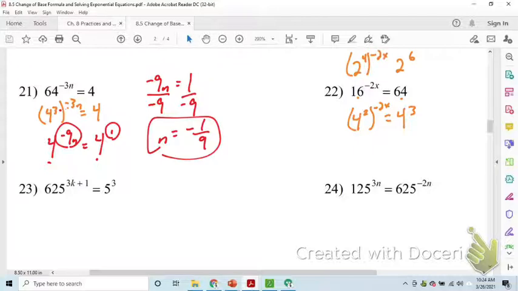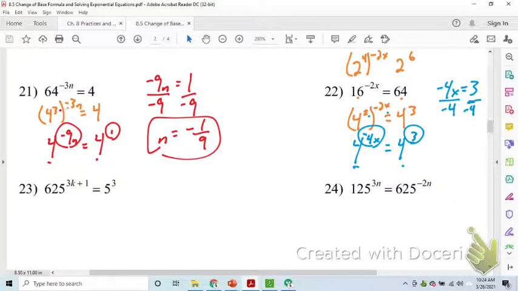I promise. So when you multiply those two, you have 4 to the negative 4x, and that's equal to 4 to the third. Now that they have the same base, you can take those two and set them equal to each other. So negative 4x is equal to 3. Divide both sides by negative 4. We end up with x is equal to negative 3/4. And that's what you end up with on number 22.